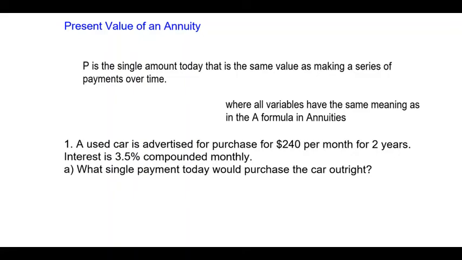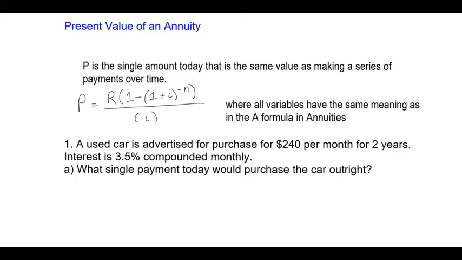Today we'll be talking about the present value of an annuity. Basically, that's the single amount today that's the same value as making a series of payments over time. And the equation for something like that is P is equal to R, 1 minus, yes, I'm making it a nice number 1 plus I raised to the negative n, and bracket, all divided by bracket I.